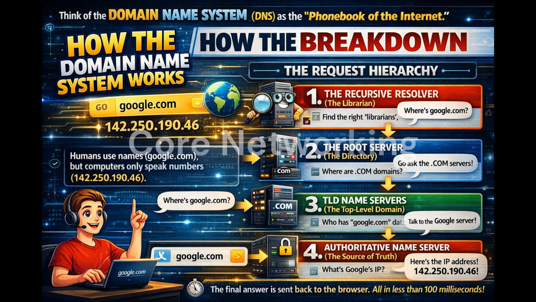All of that in under a second. That's the power of packet flow and modern networking.